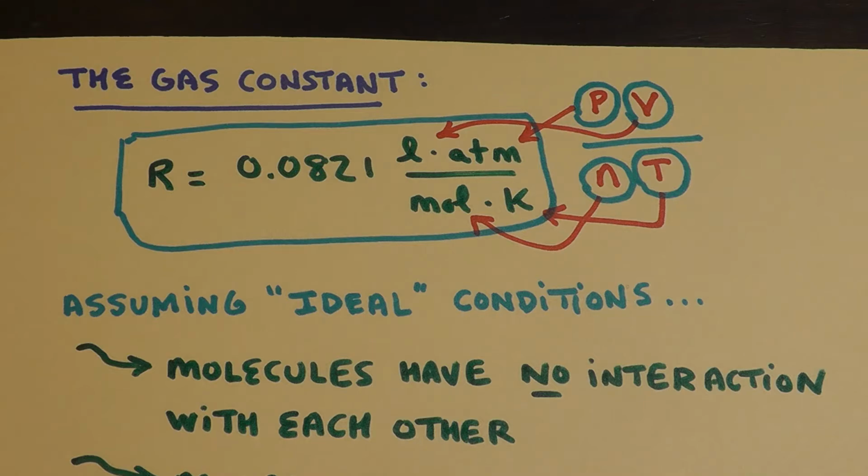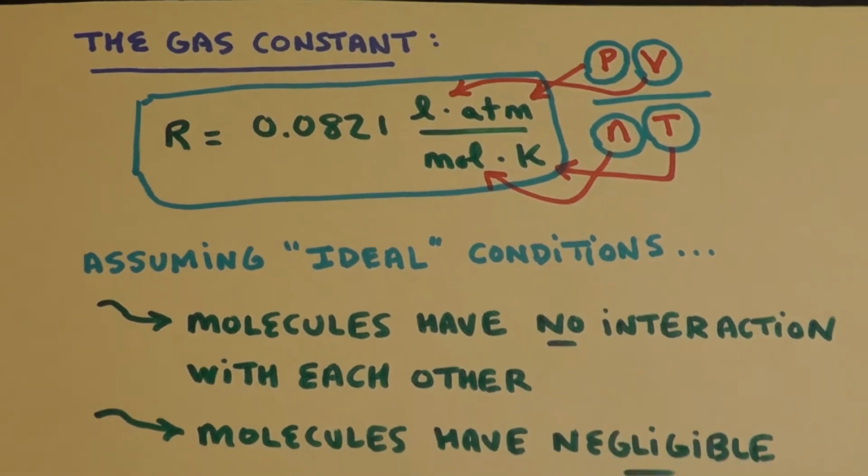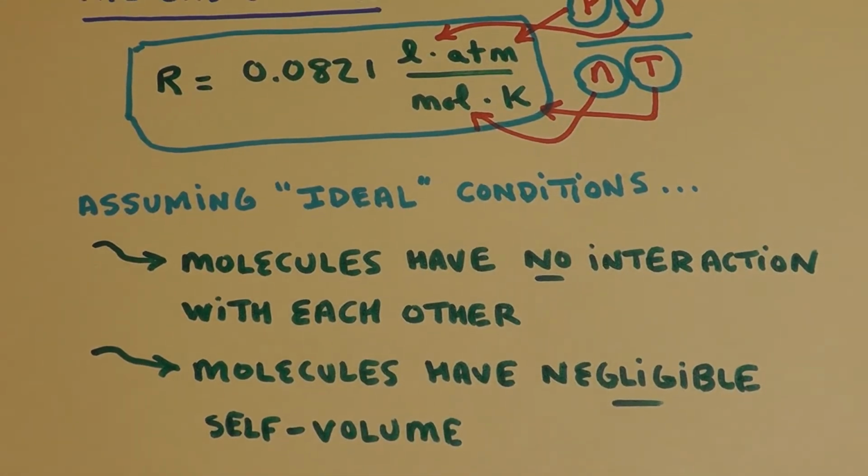But remember, under room conditions, which are kind of what we call ideal conditions, they're 999 parts out of 1,000 empty space. So there's not many collisions between molecules, and we can kind of ignore that. We can also ignore their volume.